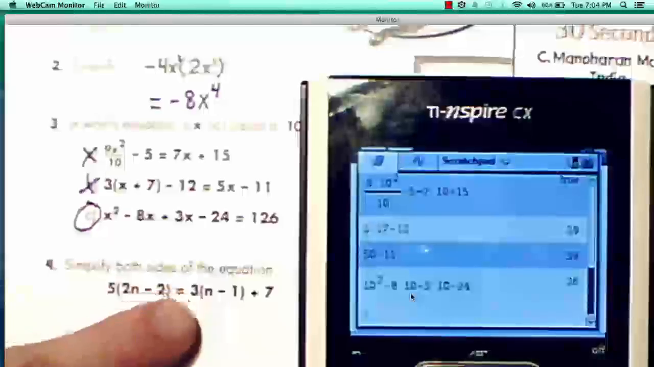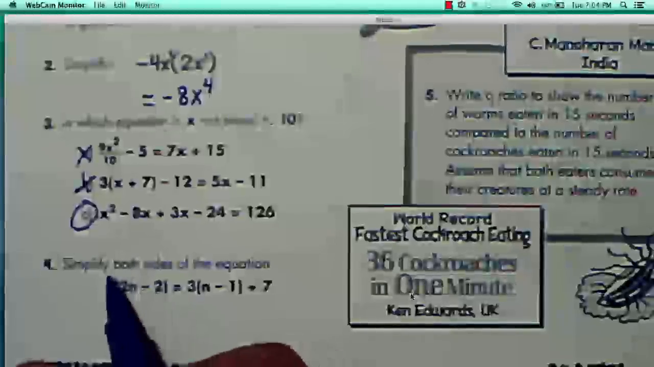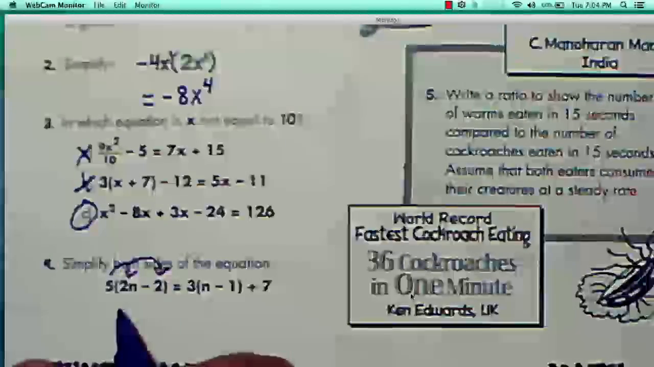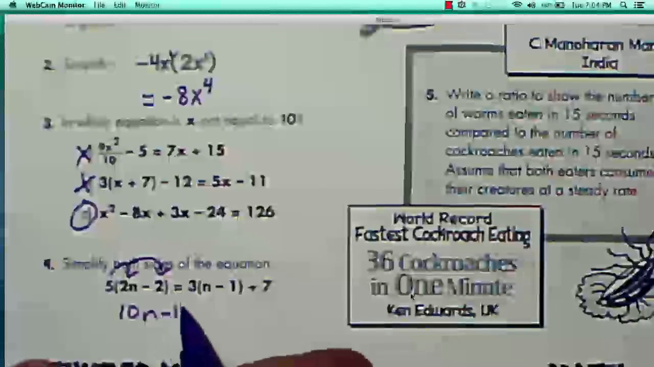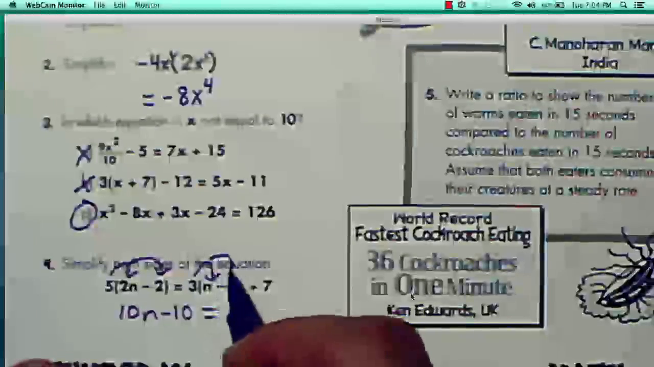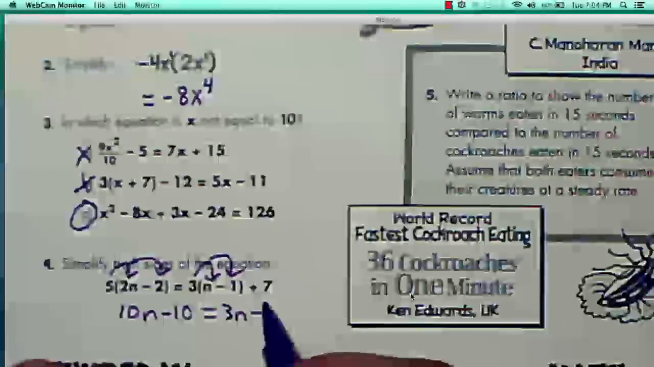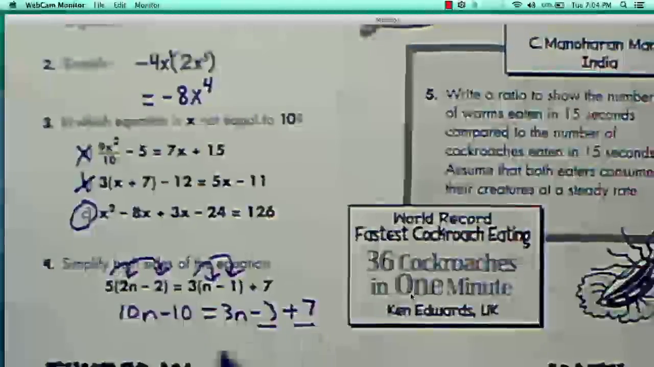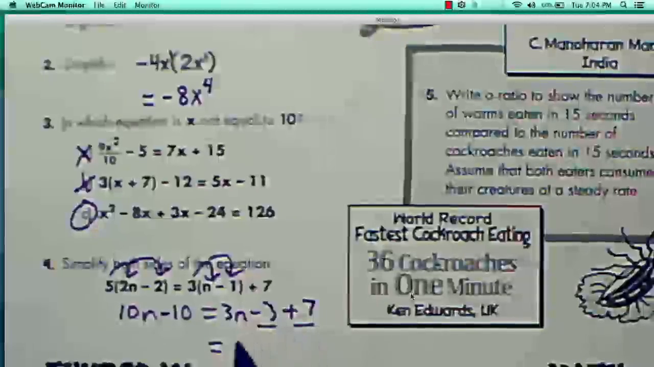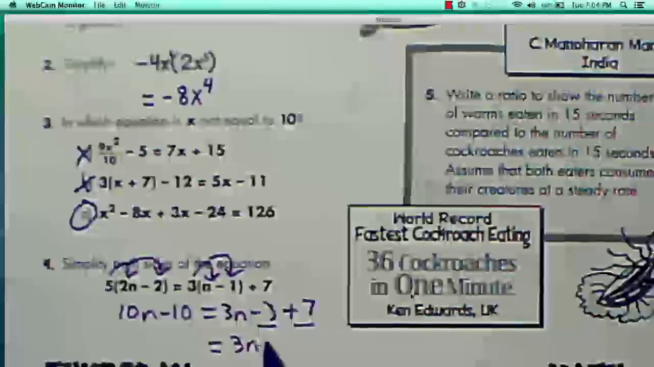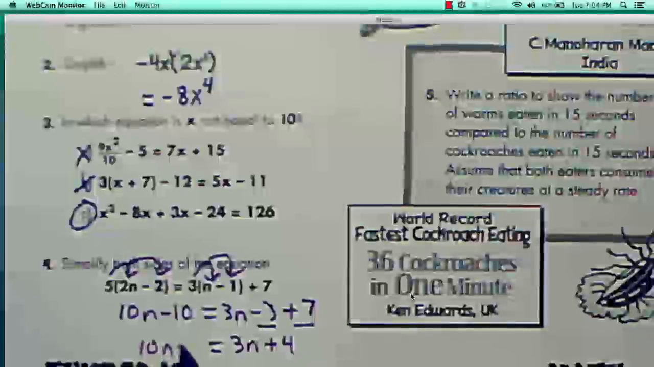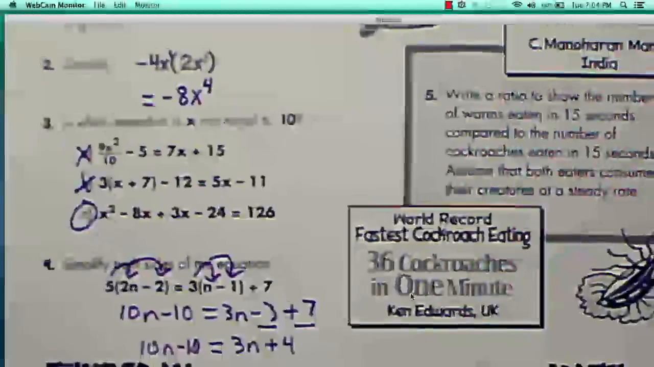4. Simplify both sides of the equation. It doesn't say to solve, it just says simplify both sides, interestingly enough. Well, on the left side we will distribute the 5. 5 times 2 is 10n. 5 times minus 2 is a minus 10. On the right side, distributing the 3. 3n minus 3 plus 7. Now on the right side we can combine the like terms. Negative 3 plus 7 is a plus 4. We have 3n plus 4 on the right side. 10n minus 10 on the left. So we have simplified both sides of the equation.